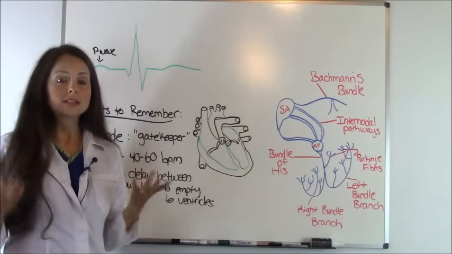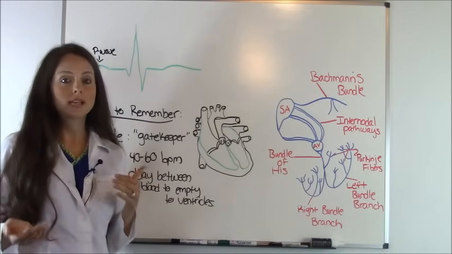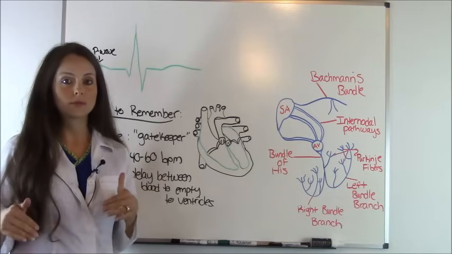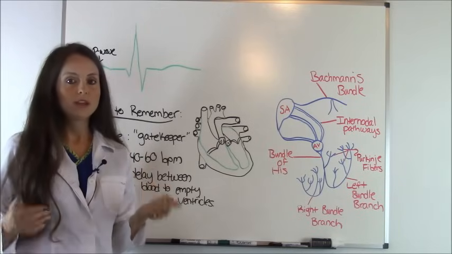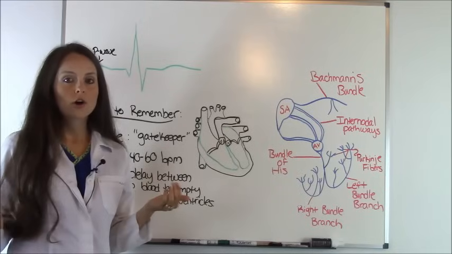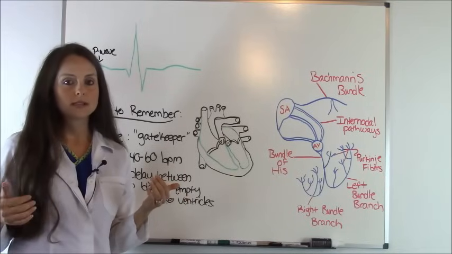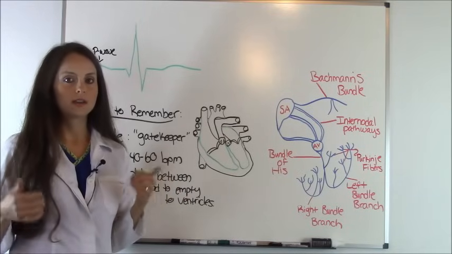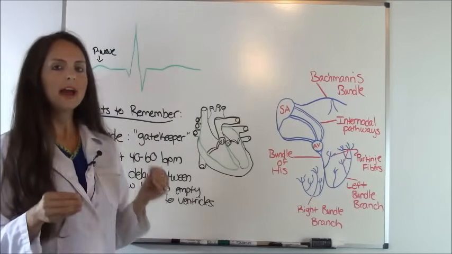So if the SA node failed, the AV node would take over and beat at 40 to 60 beats per minute. That's usually another test question. The test question may say, which part of the electrical system of the heart beats at 40 to 60 beats per minute? It's the AV node.